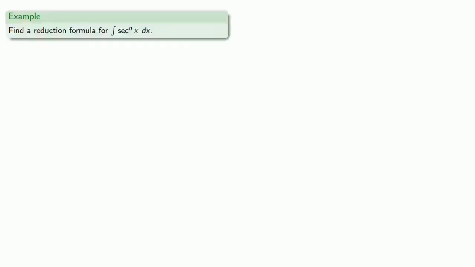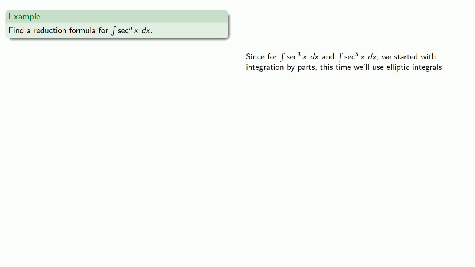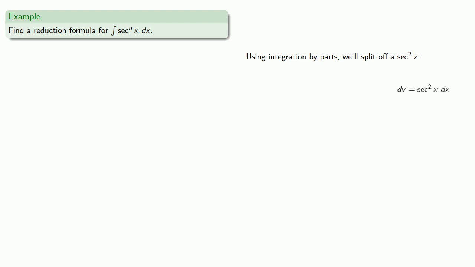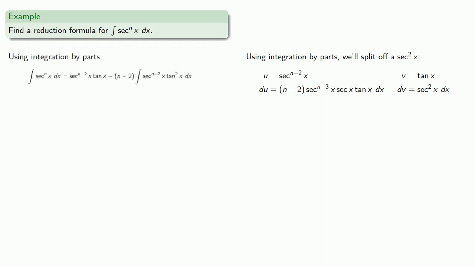So let's see if we can find a reduction formula for the integral of secant to the nth dx. Since for secant cubed and secant to the fifth we started with integration by parts, this time we'll use integration by parts. So again, we'll split off a factor of secant squared as our dv. The remaining factors of secant will be our u, integrating and differentiating, applying the integration by parts formula.